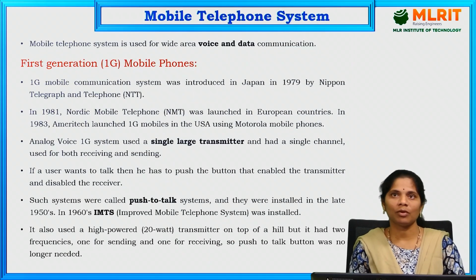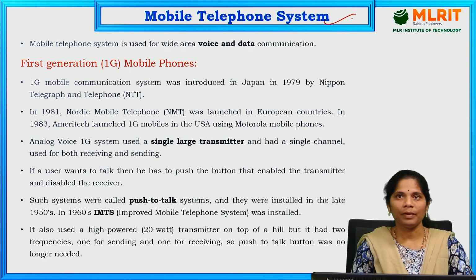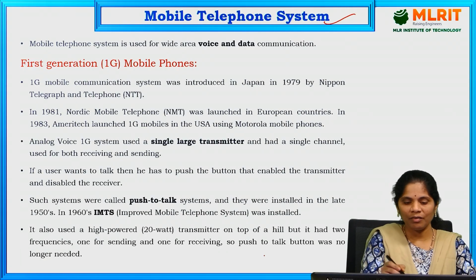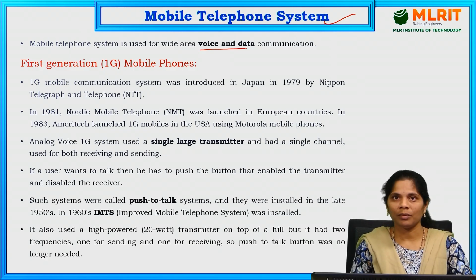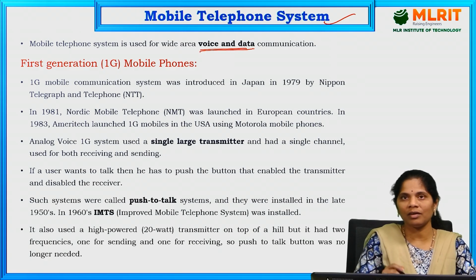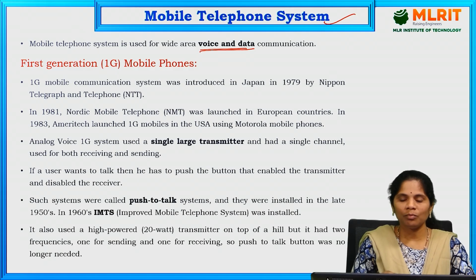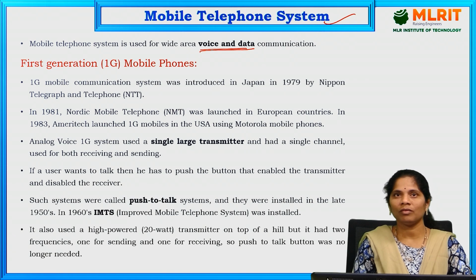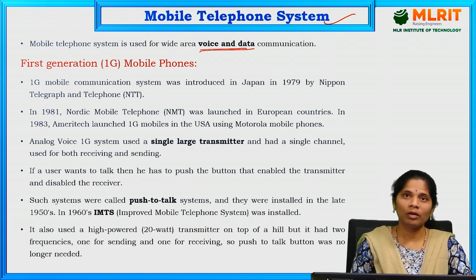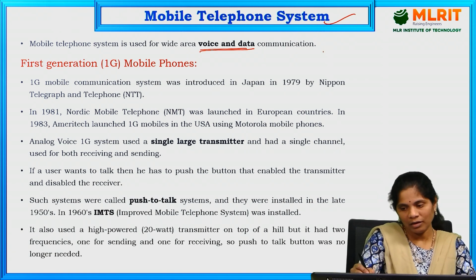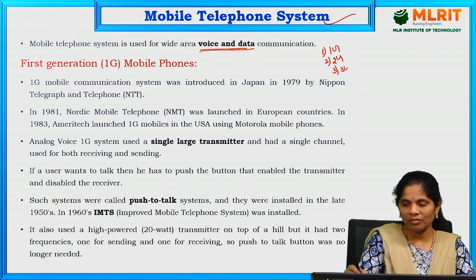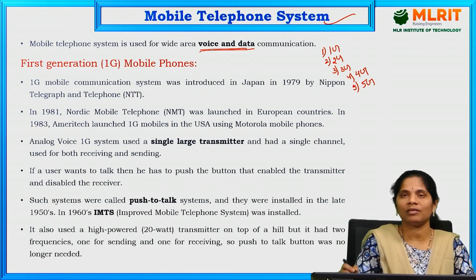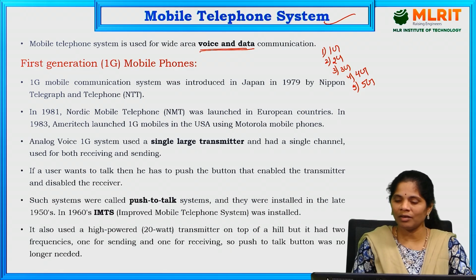And next we will discuss what the mobile telephone system, MTS, is. This mobile system is mainly for wide area voice and data communication. For communicating voice and data, we are going to use the mobile telephone system. It has different generations. Nowadays everyone is using a mobile phone, right? The communication started with the first generation, second generation, and third generation mobile phone systems. The next one is 4G, and now we are in 5G communication.